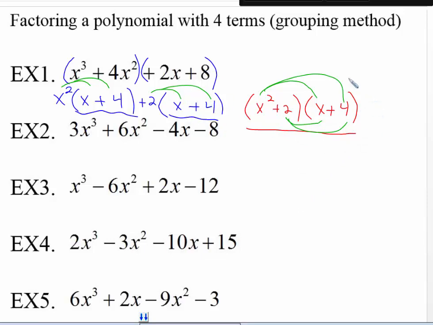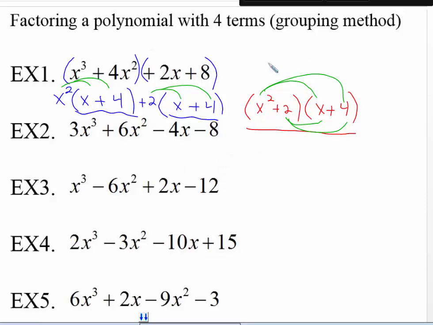If you write another x plus 4 right at the end here, this would not be equal to this right here. It wouldn't be the same thing. So that's why you only need x plus 4 once, and this is our answer. If you want to know if it's right, FOIL all this, and it will give you this right here.